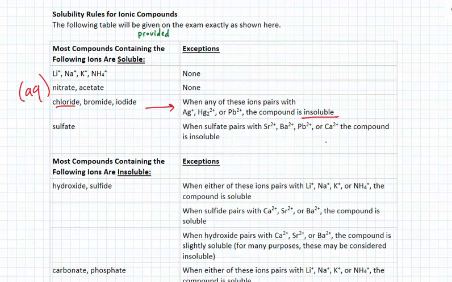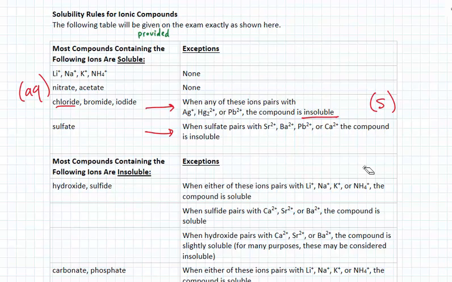And when something is insoluble, that is a solid phase label. So don't get confused with the S. S does not mean soluble. S means solid. That is a phase label. When something is insoluble, that means it does not dissolve. It stays as a solid. Okay? So same thing happens with sulfate. Most sulfate compounds are soluble, but there are exceptions. When sulfate pairs with strontium, barium, lead, or calcium, the compound is insoluble.